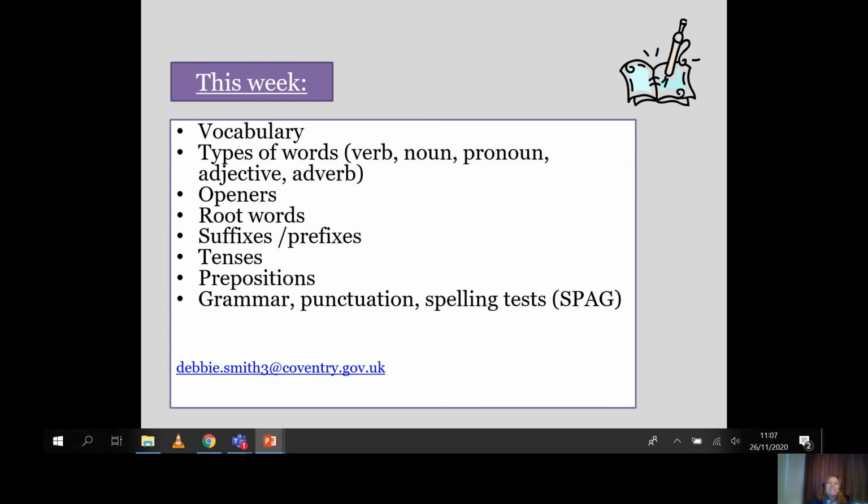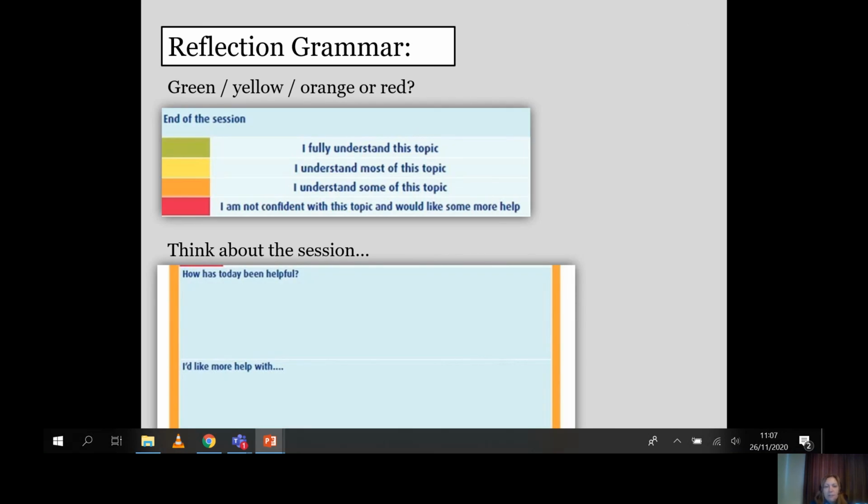So catch your breath. This week we've looked at vocabulary, lots of different types of words, openers, root words with the suffixes and prefixes, tenses, prepositions, and we've looked at where those fit into the grammar, punctuation and spelling tests that happen with the SATs. There's a lot to this, do peel it apart, do watch sections at a time, do keep it for when you need it. There's some nice resources as well that will come out to you.